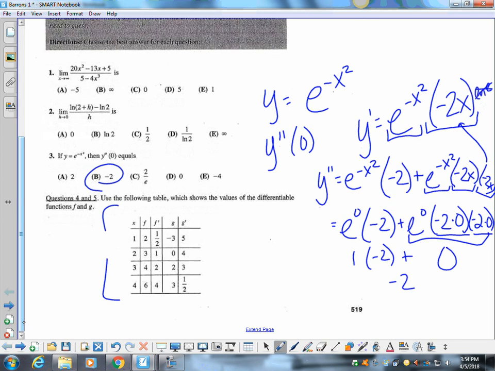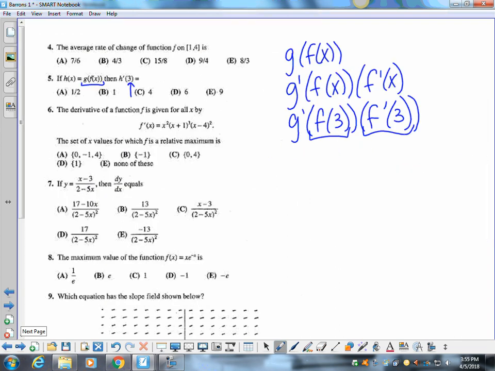So I go back to my chart, and f of 3 is 2, and f prime of 3, nope, sorry, f of 2 is 4, and f prime of 3 is 2. God gracious. F of 3 is 4. F prime of 3 is 2. So I'm going to take that information and plug it back in here. F of 3, again, flip back and look at that chart. F of 3 is 4.